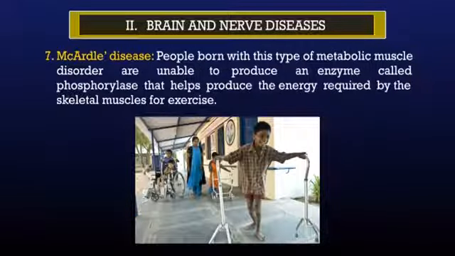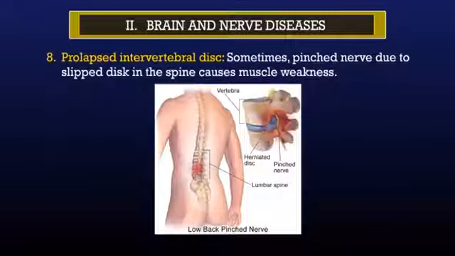The seventh one is myocardial disease. People born with this type of metabolic muscle disorder are unable to produce an enzyme called phosphorylase that helps produce the energy required by the skeletal muscle for exercise. And here comes the eighth one, prolapsed intervertebral discs. Sometimes a pinched nerve due to slipped discs in the spine causes muscle weakness.